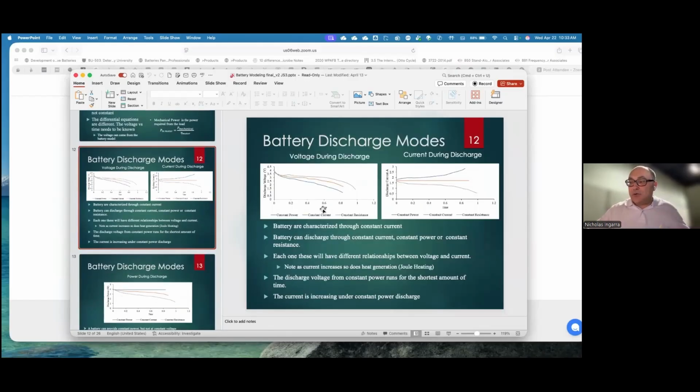Batteries have different modes of discharge for application. With vehicles or airplanes, you're going to be using a constant power discharge, and the current is continuously changing with the battery in those instances. As your current increases, heat generation goes up, and so on. This is some of what I know is going on with the battery.